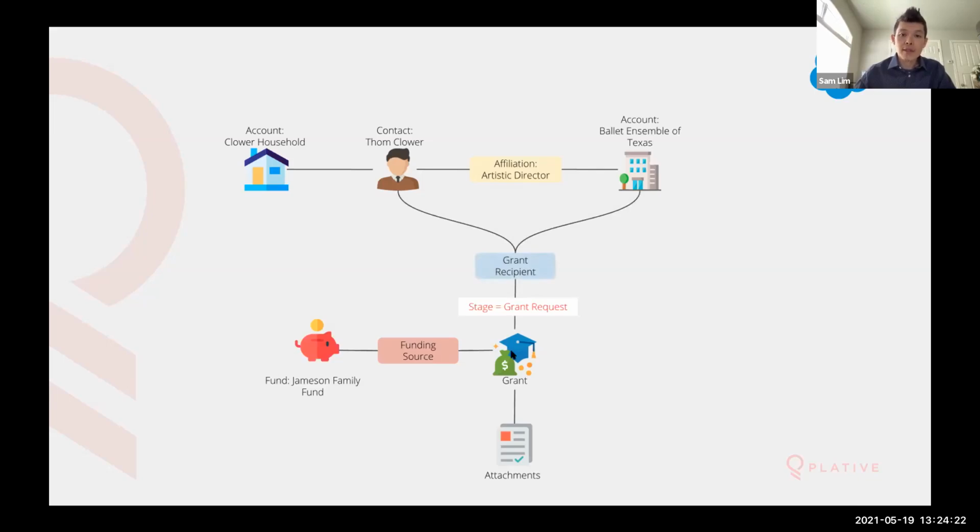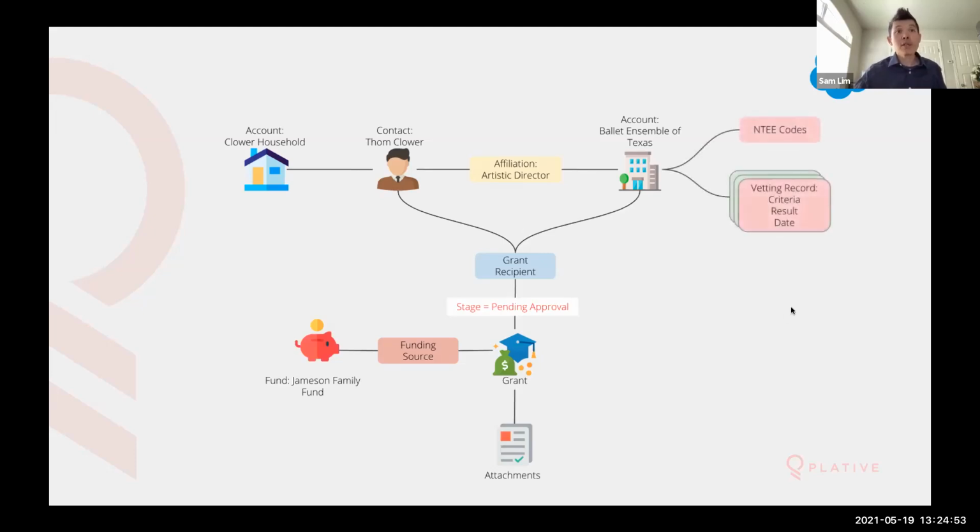The next step is then to link this grant to the actual recipients. We are going to give this grant to the Ballet Ensemble of Texas, but we can also link it to Tom Clower as he's the primary contact. He'll be the one that we're interfacing with during this granting process. Once we've established that information, the stage can get updated to pending approval. Pending approval means that it needs to now go through the approval process, where we're going to put it through a series of approval checks and balances to make sure that this is a legitimate nonprofit.